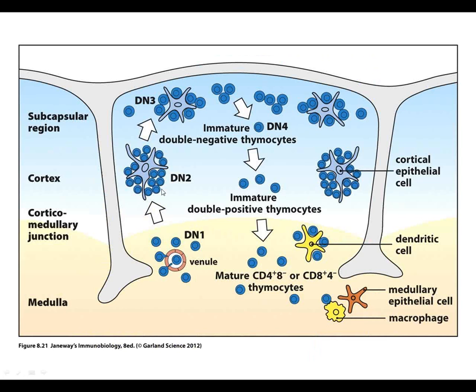So this is basically saying the same thing, but just shows how the cells from the bone marrow come in at this cortical-medullary junction through the venules, and they start as these DN1 to DN2, DN3, where they're going to have that pre-T-cell receptor, DN4, and then they're going to be immature double positive thymocytes where they're going to develop that full receptor, and then eventually they're going to become single positive mature thymocytes or T cells, and they're going to be allowed back into the periphery.